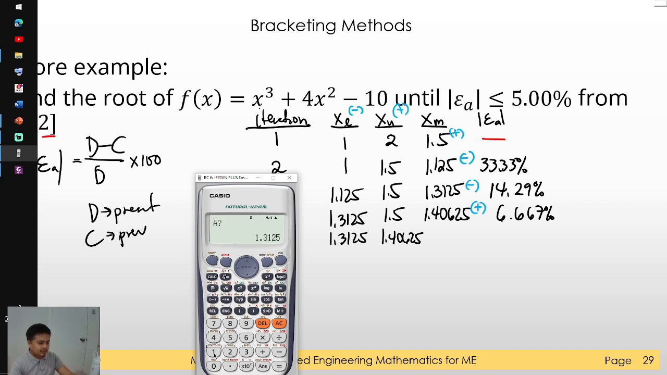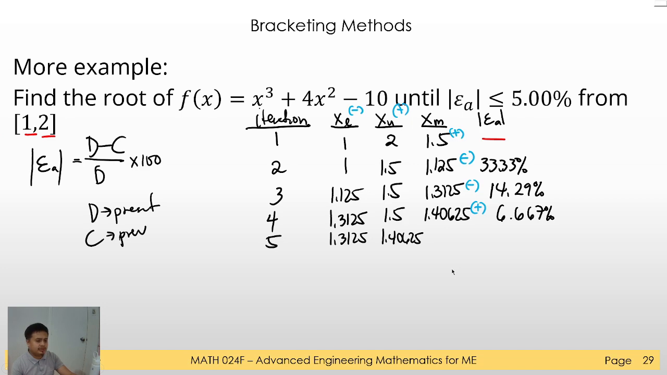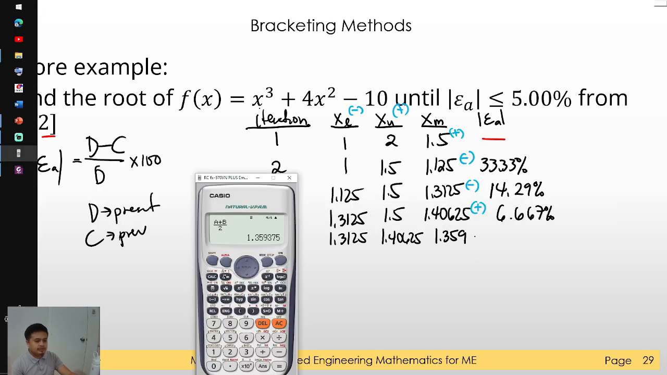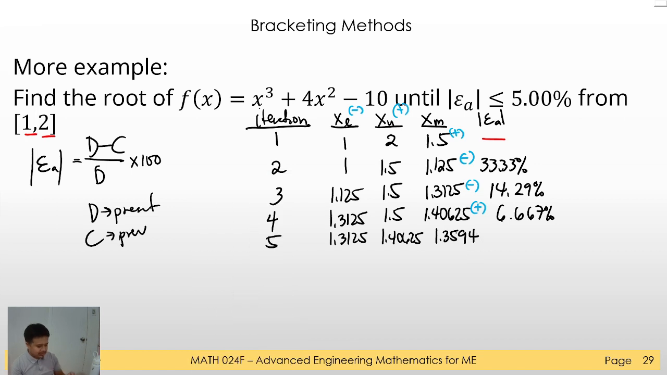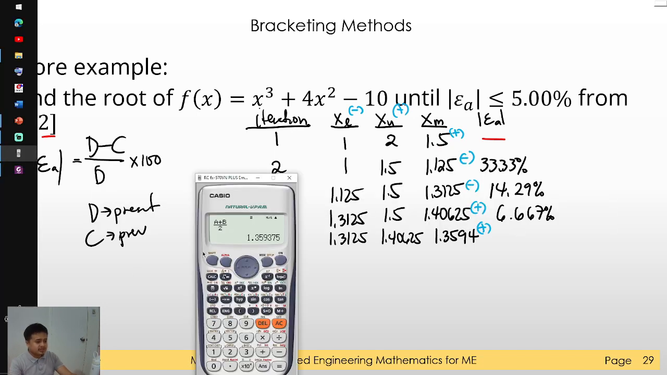So calc 1.3125, and then 1.40625. So the midpoint will be 1.359, 4. No? So I will just utilize 4 significant figures, guys. But if you want to complete this, it's okay. The true value, the most that your calculator can give you, no? The most precision, if you want to do that, then yeah. But for me, I will just utilize 4 significant figures.